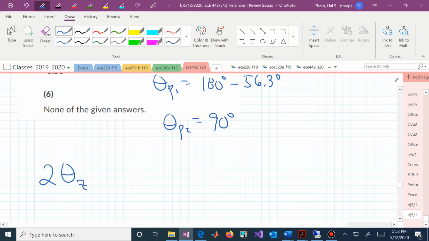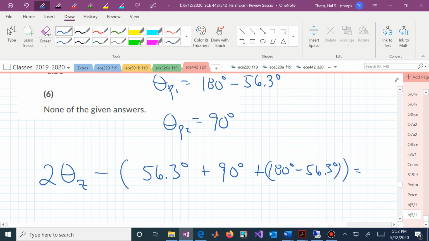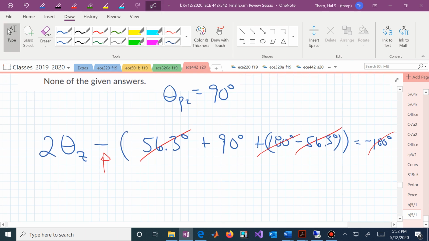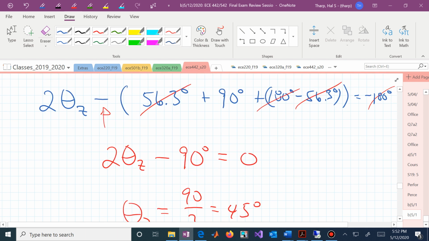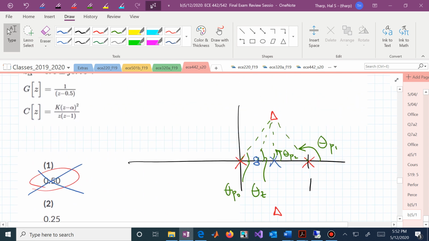I know I have two of those, I subtract 56.3 and 90 degrees and 180 degrees minus 56.3 degrees, and that needs to equal minus 180 degrees. This 56.3 cancels that, and this minus sign together with that cancels that, and I now have 2 theta sub z minus 90 degrees is equal to 0, or theta sub z is now 90 over 2, or 45 degrees. That now tells me where my zeros need to be.